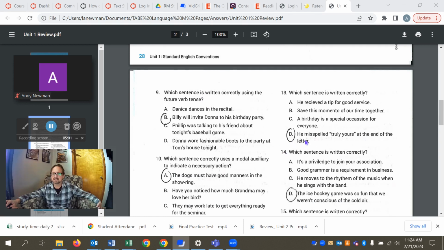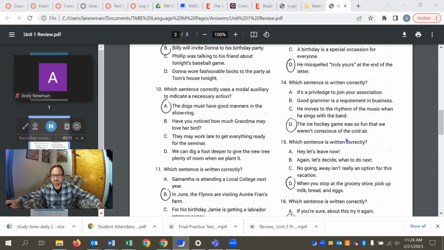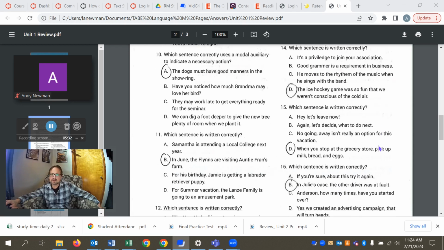D. This is about spelling, and he misspelled truly yours at the end of the letter. In A, received is misspelled. In B, memento is misspelled, and then occasion in C. All right, 14, our correct sentence is D. The ice hockey game was so fun that we weren't conscious of the cold air. Looks like we're looking at spelling again, and in A, privilege is misspelled, and B, grammar is misspelled, and C, rhythm is misspelled.